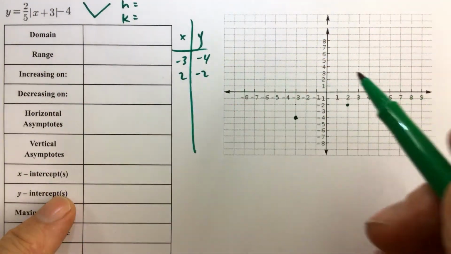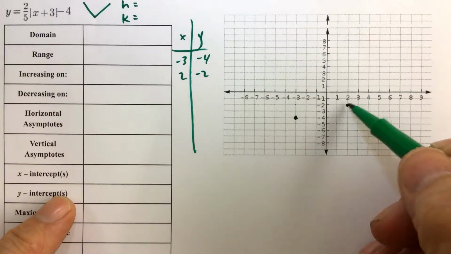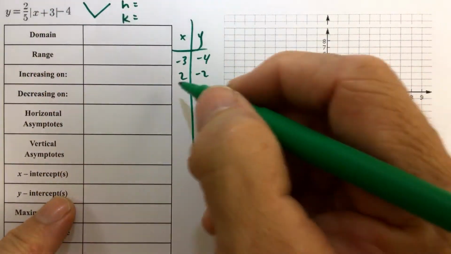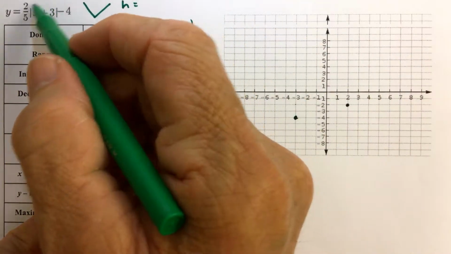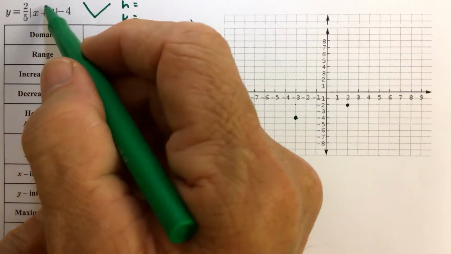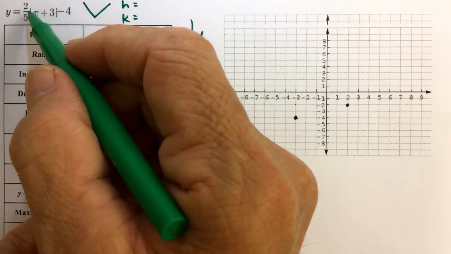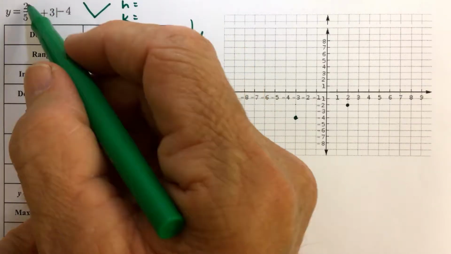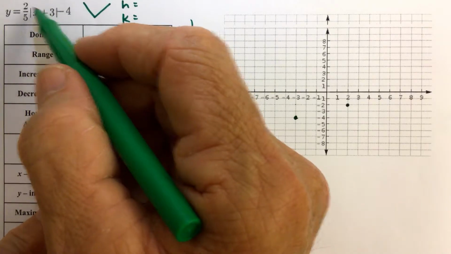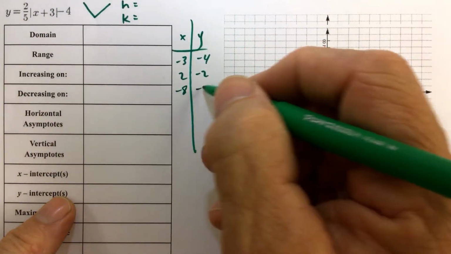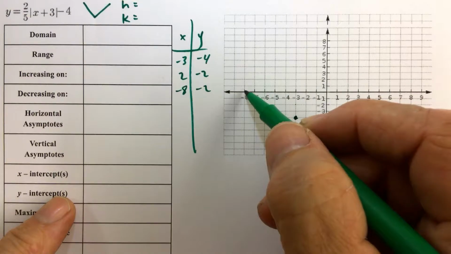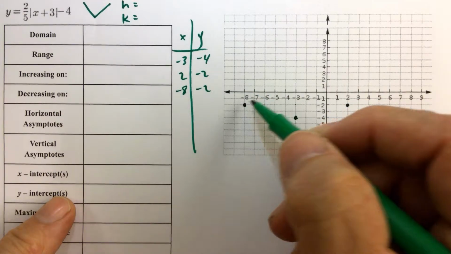What other good x value? How about -8? If we plug in -8, I'm looking for multiples of 5 that 5 could divide evenly into. -8 plus 3 is -5. The absolute value of -5 is 5. 2/5 times 5 is 2. 2 minus 4 again is -2. So I can go over to -8 and down to -2, and I have another point.